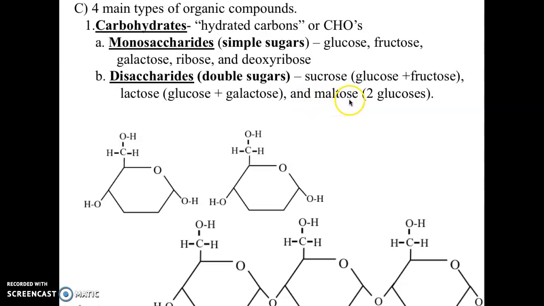And finally, maltose. Okay, once again, sugars end in -ose. All right, and that is just two glucoses put together. If we put this glucose and this glucose together and made a double thing, that would be a maltose. Maltose, malt is found in grains, like malted shakes, those kinds of things. Malt balls, I forget the common name for them now.